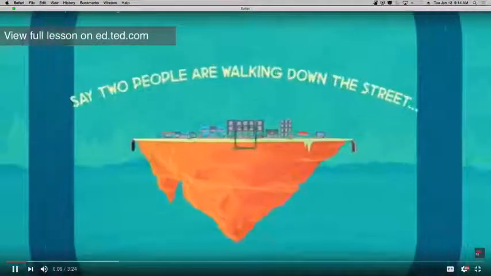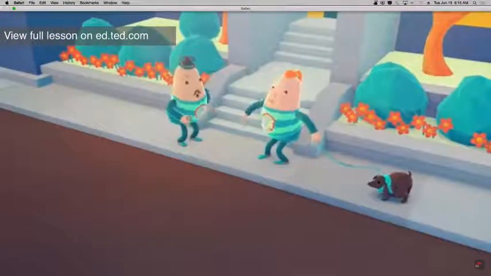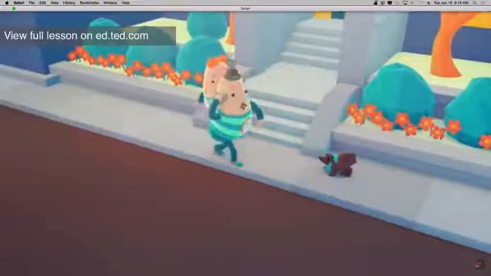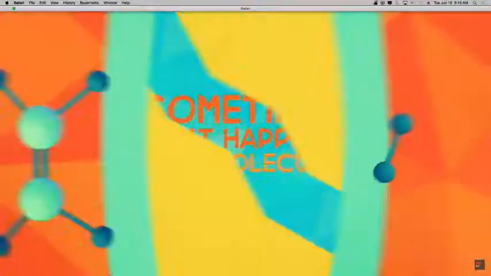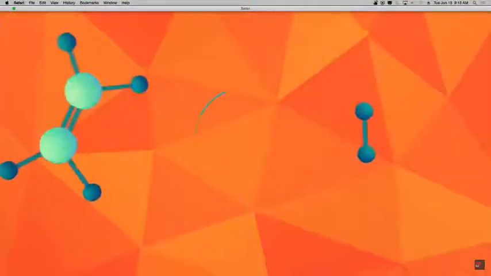Say two people are walking down the street and they bump into each other. They'll just shake it off and walk on. Sometimes that happens with molecules too. They just bounce off each other and that's that.